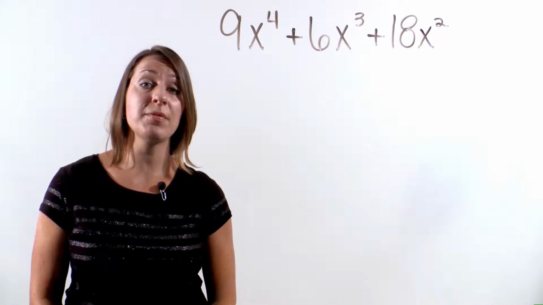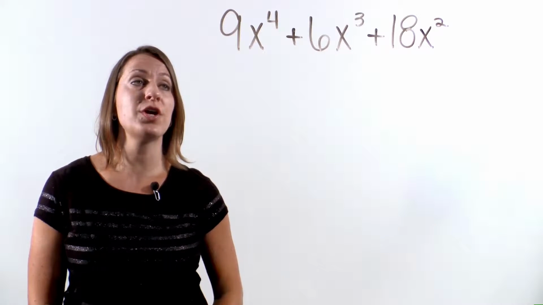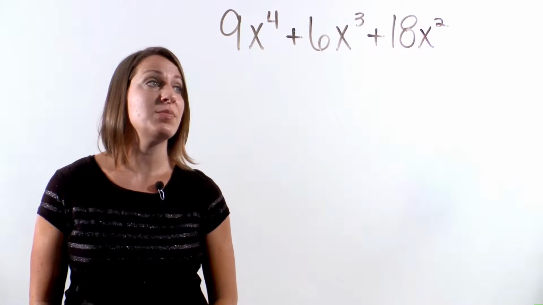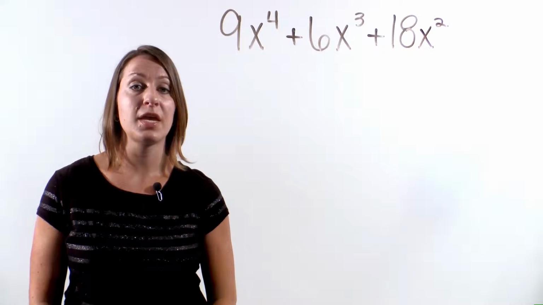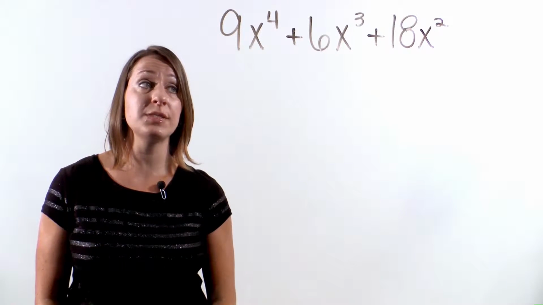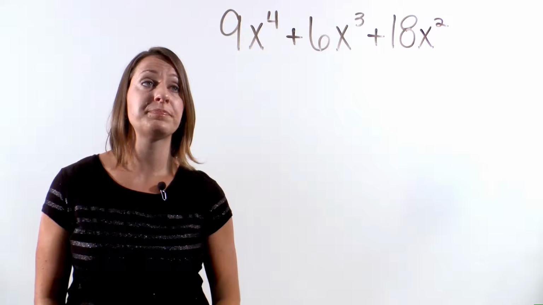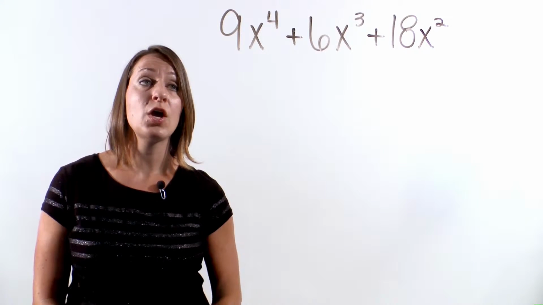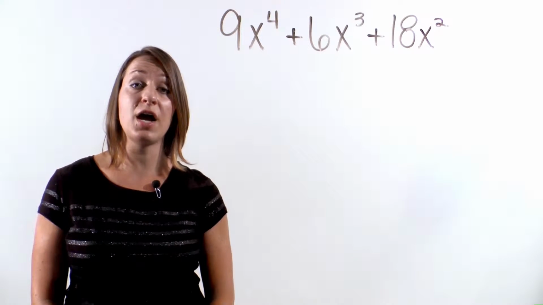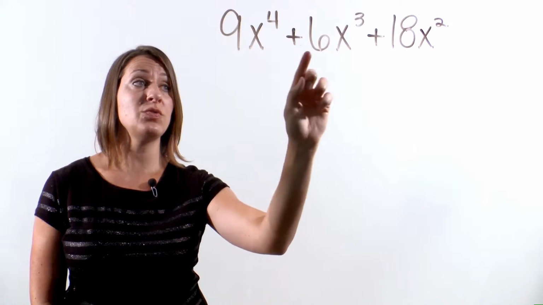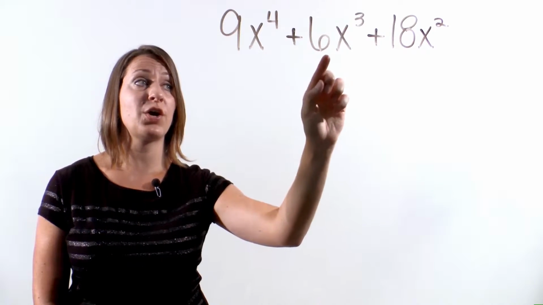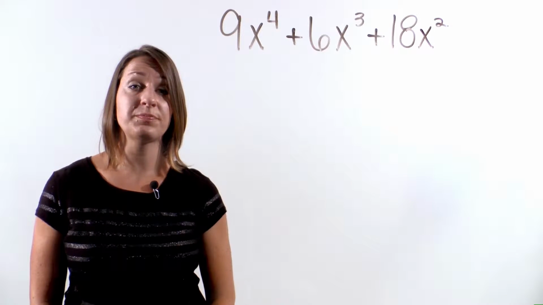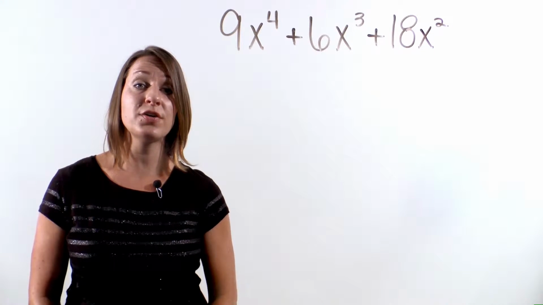Okay, let's do one more problem together. Let's factor the trinomial 9x to the 4th plus 6x cubed plus 18x squared. Now remember, factoring means to break this problem into a multiplication problem. The first thing we need to look for is a greatest common factor. What do these three terms all have in common? As you can see, they do all have x terms, but let's look at the coefficients first. We have a 9, a 6, and an 18. All three of those numbers are divisible by 3.